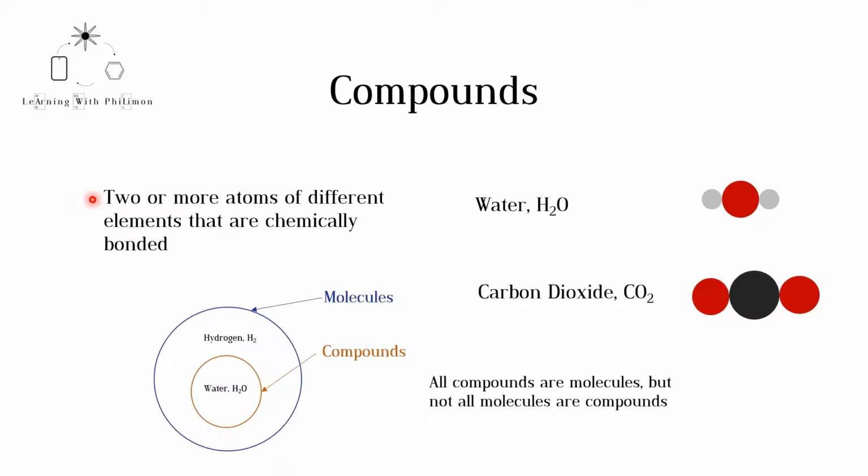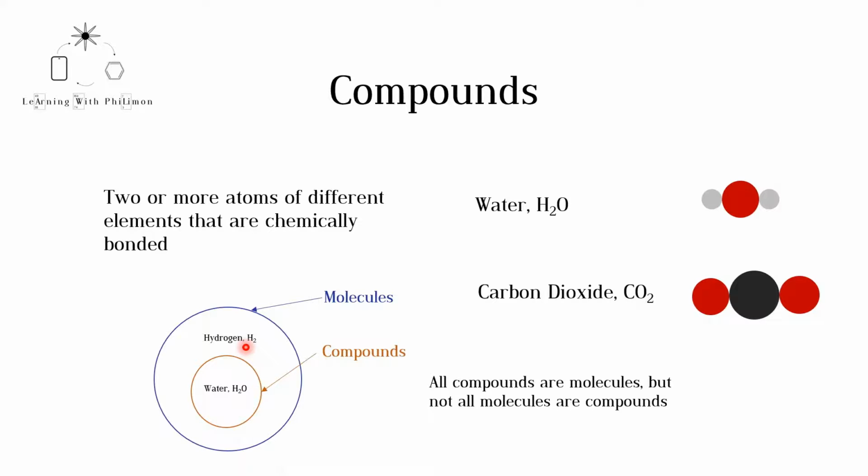Compounds are defined as 2 or more atoms of different elements that are chemically bonded. This is similar to molecules, but with the criteria that you must have 2 or more different elements. All compounds are molecules, but not all molecules are compounds. For example, water can be called a molecule or a compound. However, hydrogen cannot be called a compound.